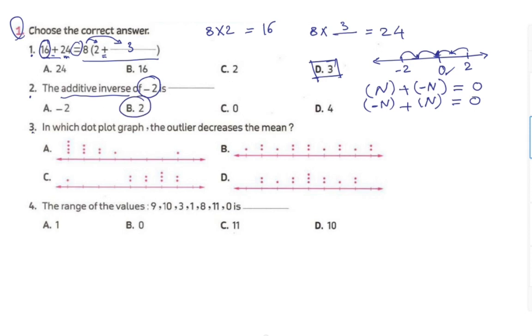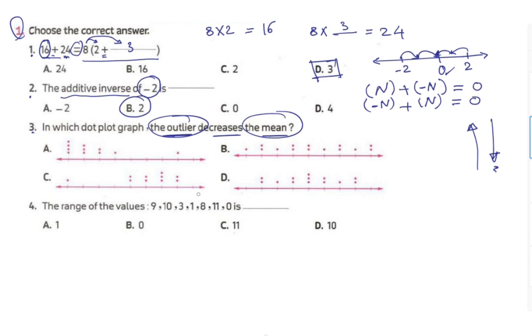Question 3. In which dot plot graph does the outlier decrease the mean? Okay, I know what the outlier is, right? And also the mean. And some outliers will decrease the mean, or increase it. Okay. So which graph here will decrease the mean?